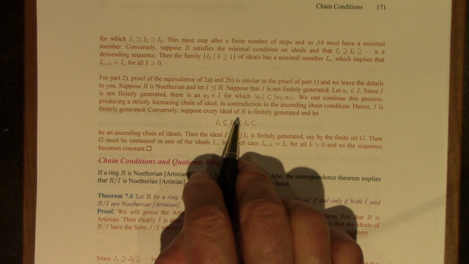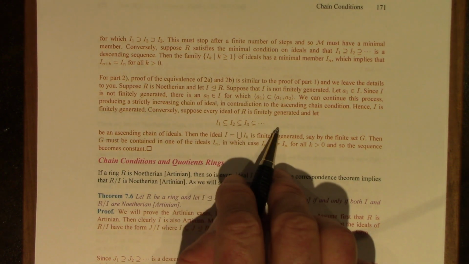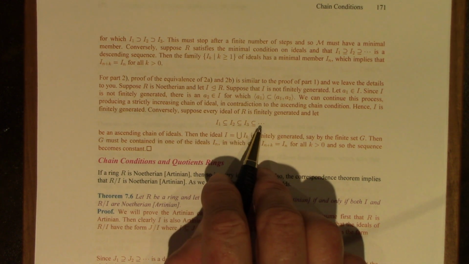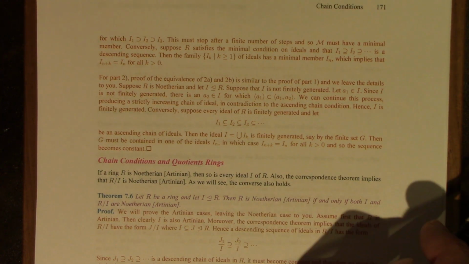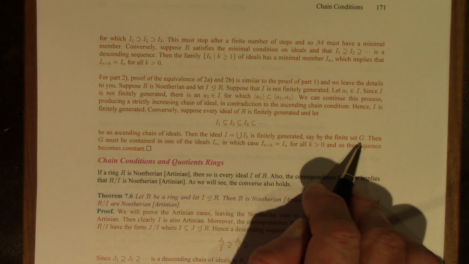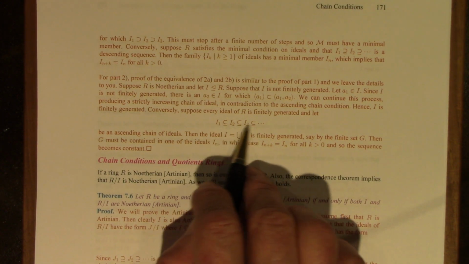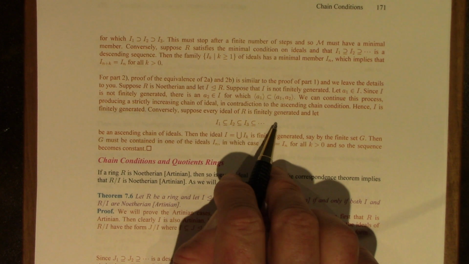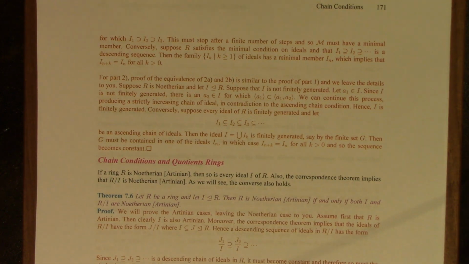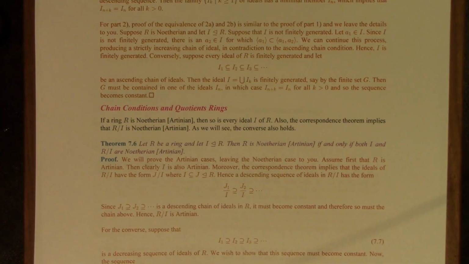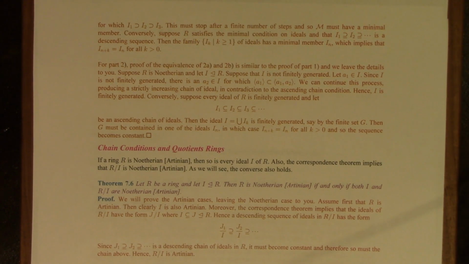Conversely, if every ideal of R is finitely generated and we have a sequence such as this, an ascending chain of ideals, then their union is an ideal. Therefore, it's finitely generated by, say, generating set G. G is contained in one of these ideals. And from that point on, all the ideals are the same. So we have the ascending chain condition. This is a very common argument, this proof, and it's definitely worth studying until it makes perfectly good sense to you and you can reproduce it yourself.